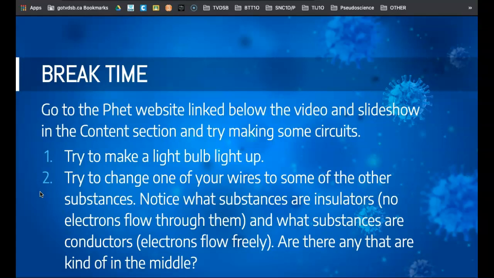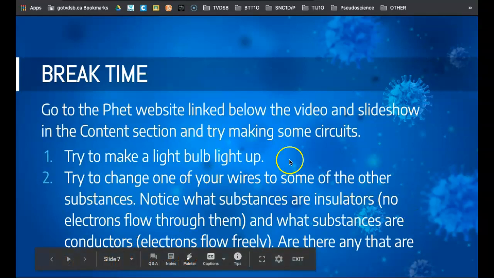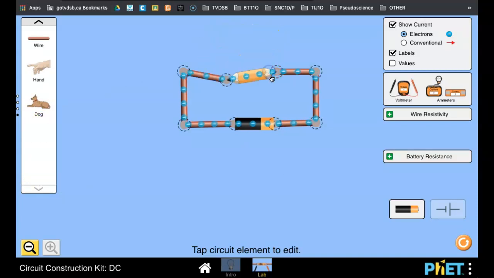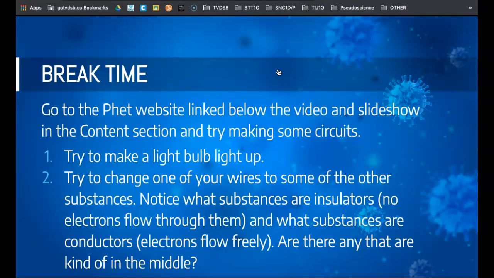The third little part of it was, are there any that are kind of in the middle? And if you had actually put in a pencil as one of them, you should have noticed that it works, but it works really, really slowly. And that's because graphite does allow electrons to flow through it. It just doesn't do it particularly well. Now, that being said, there is hope for the future that it could be used as a very good conductor of electricity. But in current days, with current technology, it doesn't work particularly well.